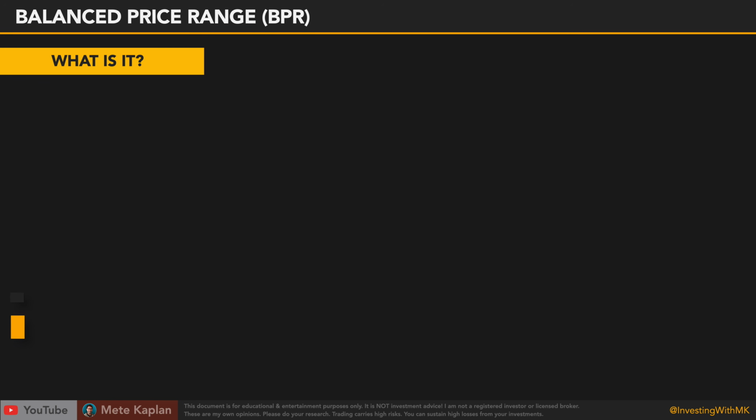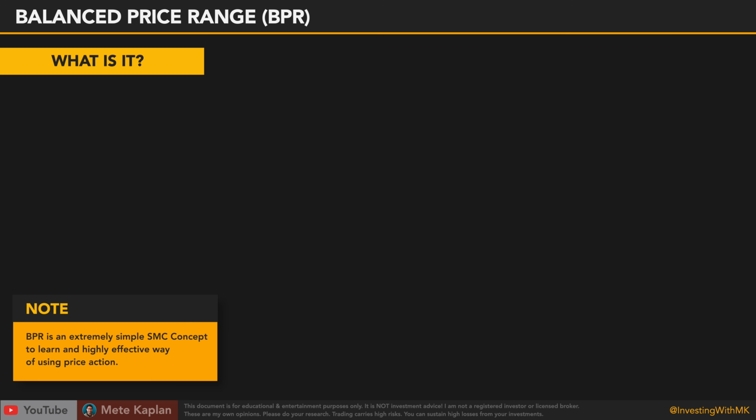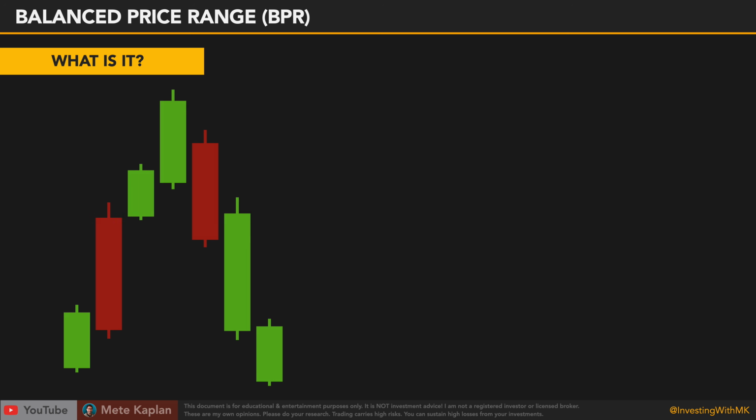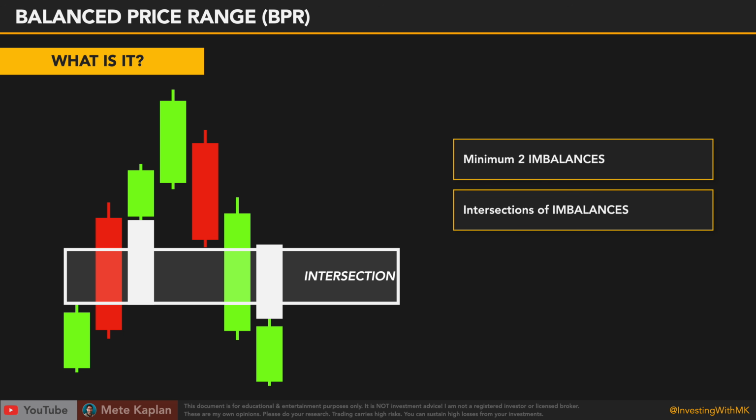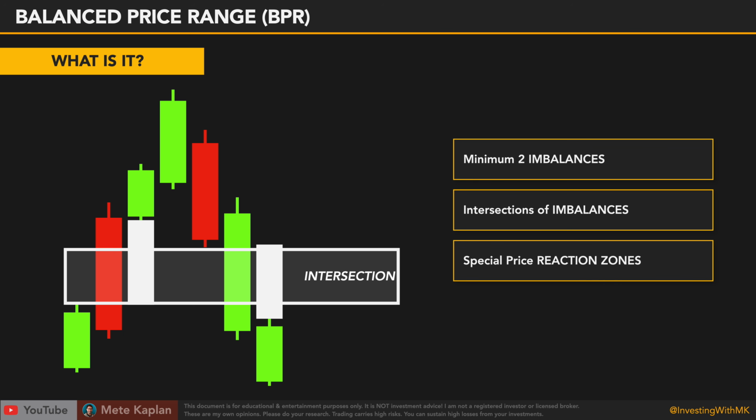Since I got thousands of mails for balanced price ranges, I decided to make a video about it. It is actually an extremely simple smart money concept. Let's take a look at it. To have a BPR, you need at least two imbalances presented. What happens is extremely simple. The intersection, the collision area of two imbalances will give you the balanced price range. So we consider these areas as special reaction zones. This is where we look for entries.